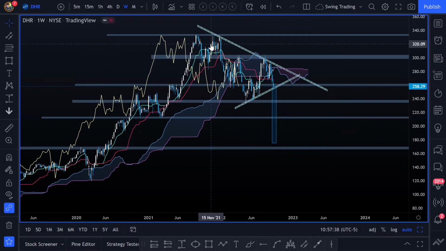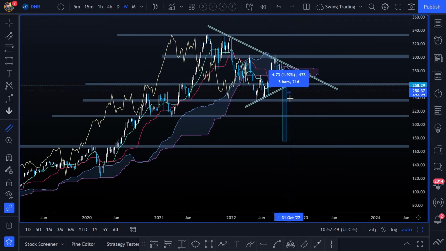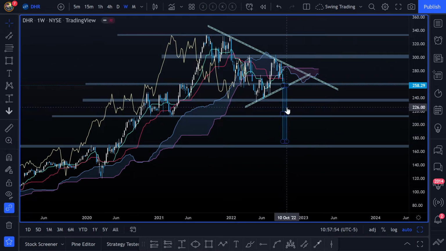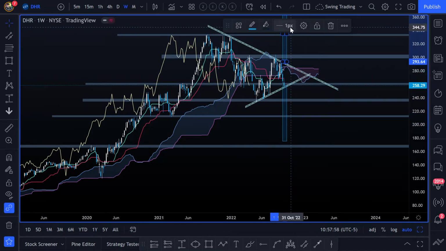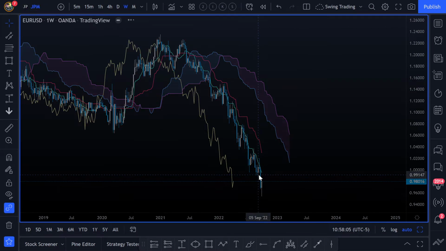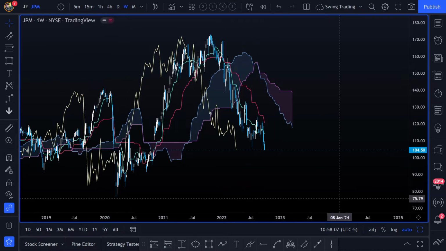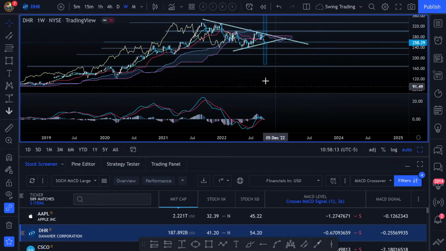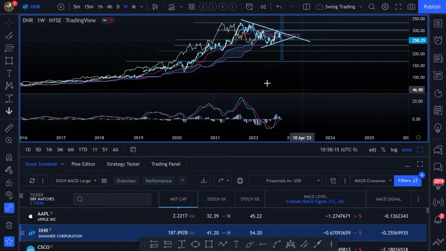So the bearish scenario is, well, this price doesn't break below this trend line and it breaks above this resistance trend line. Sorry, I moved to another instrument.